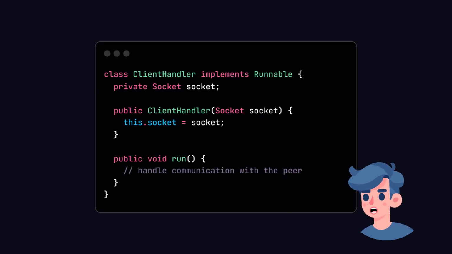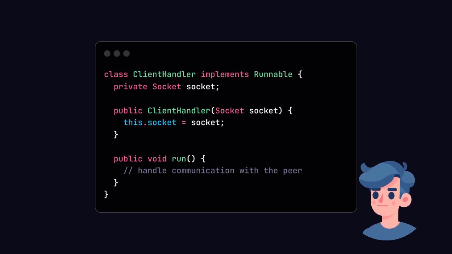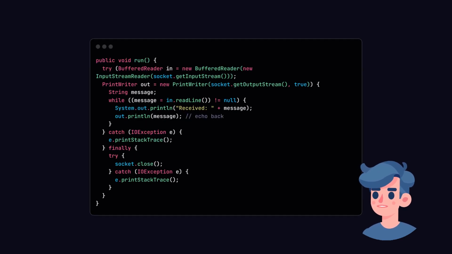Now let's create the ClientHandler class that will manage the interactions with each connected client. Each time a new peer connects, an instance of ClientHandler will be created. Inside the run method of ClientHandler, we will define how data will be exchanged between the peers. For now, let's implement a simple echo functionality to test our connections.